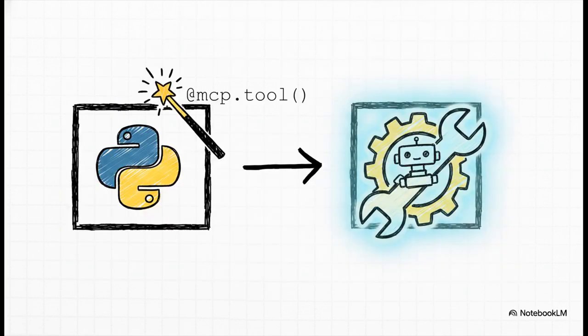And this is where the magic happens. How do you take a perfectly normal Python function and turn it into something an AI can actually find and use? You just add this one little line. It's called a decorator, right above your function, @mcp.tool. This basically tells our MCP server, hey, this function right here, it's a tool. Make it available to the world. It is literally that easy.